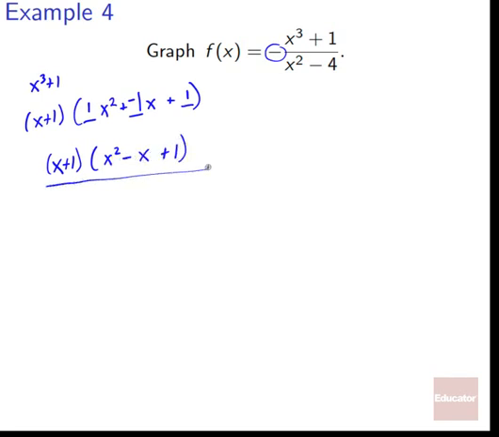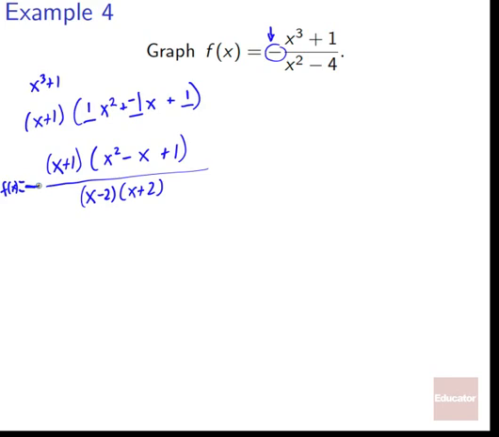How can we factor our bottom for our thing? So for our rational function, that's going to break into x minus 2 times x plus 2. Remember, we had a negative sign out front in the beginning, so we've got a negative here still. So f of x equals negative x plus 1 times x squared minus x plus 1 over x minus 2 times x plus 2. Great, that's helpful.